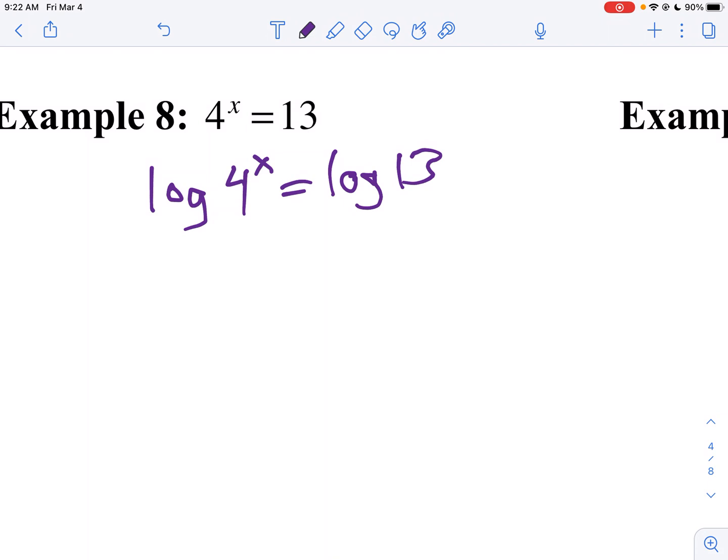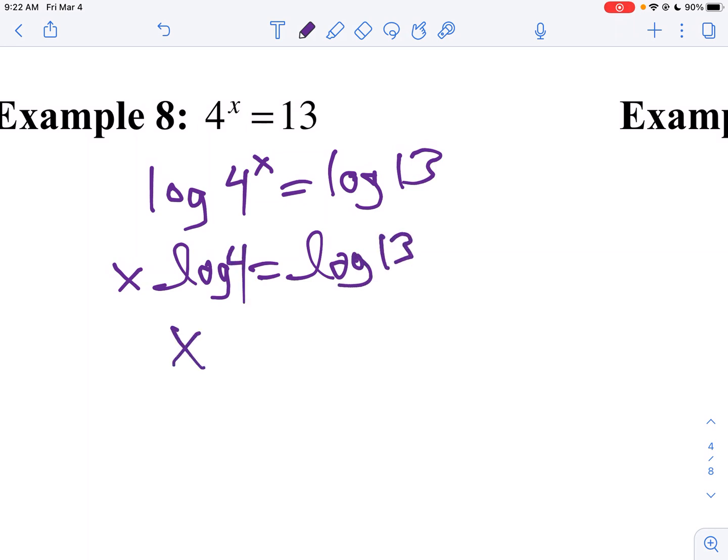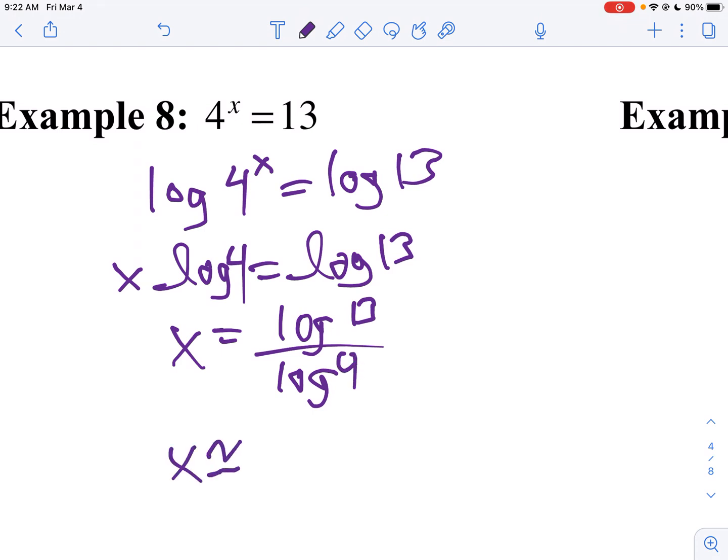Now we use the exponent property for log. So I'm going to say x times the log of 4 equals the log of 13. Or x, whoops, I forgot my 4 there. x equals the log of 13 divided by the log of 4. And so then we're going to get a decimal answer. It's going to be kind of an ugly number. So I'm going to use my calculator.